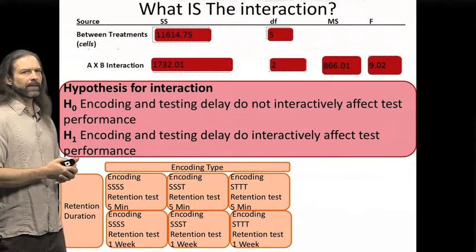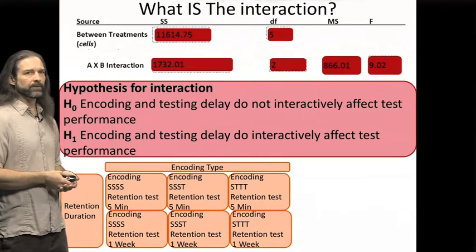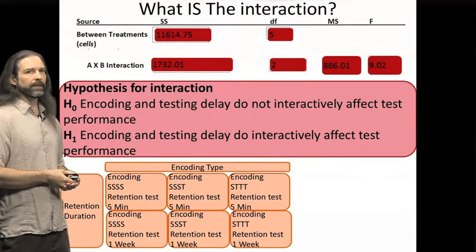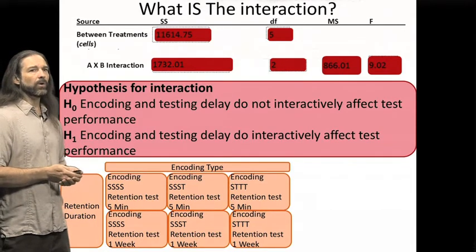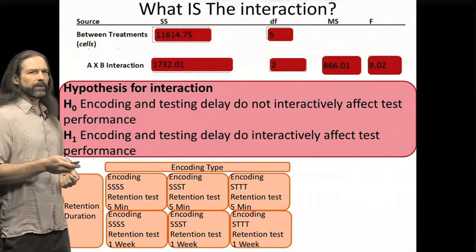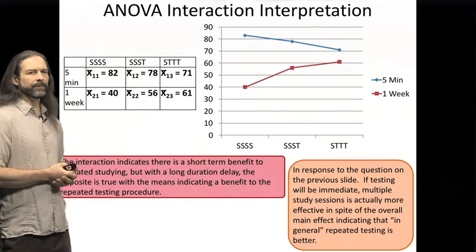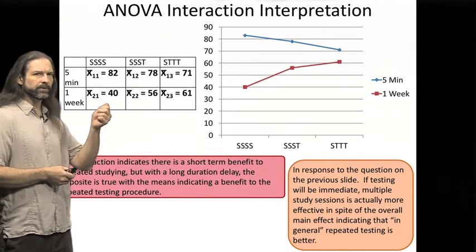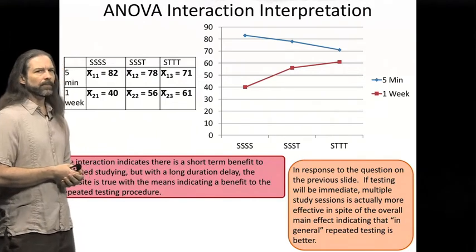Simply stating, the null is that encoding and testing delay do not interactively affect test performance, whereas the experimental hypothesis is that encoding and testing delay do interactively affect test performance. We have already decided to reject the null, so we do know that they interact. And really the best way to understand what's going on is to plot your individual cell means onto a graph so that you can look at what's going on.